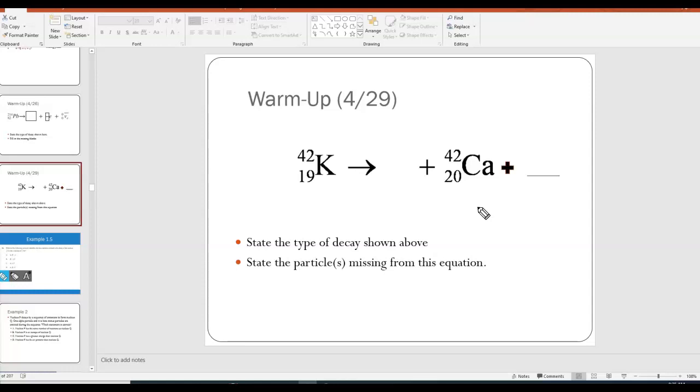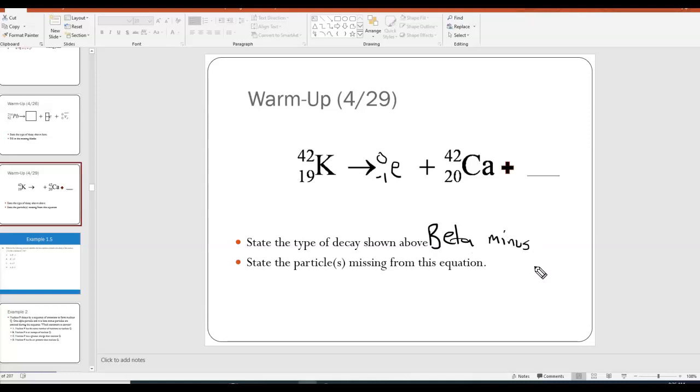However, if you look at the atomic numbers on the bottom, we have 20 on the right, 19 on the left, and so there has to be something added here on the right side so that something plus 20 equals 19. And so hopefully that's obviously going to be -1. Okay, and the only thing that is 0, -1 is an electron, aka a beta particle, in this case a beta minus particle. So the type of decay is going to be beta minus.